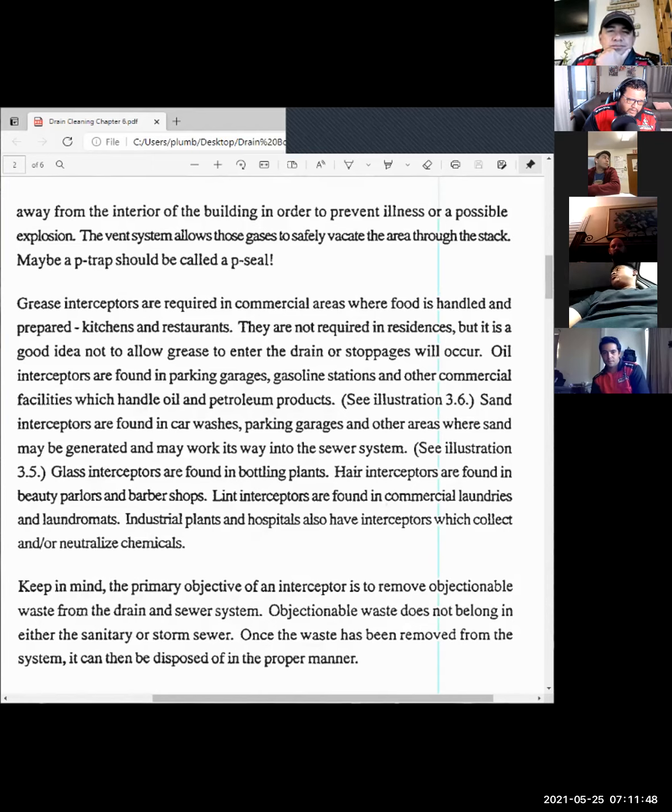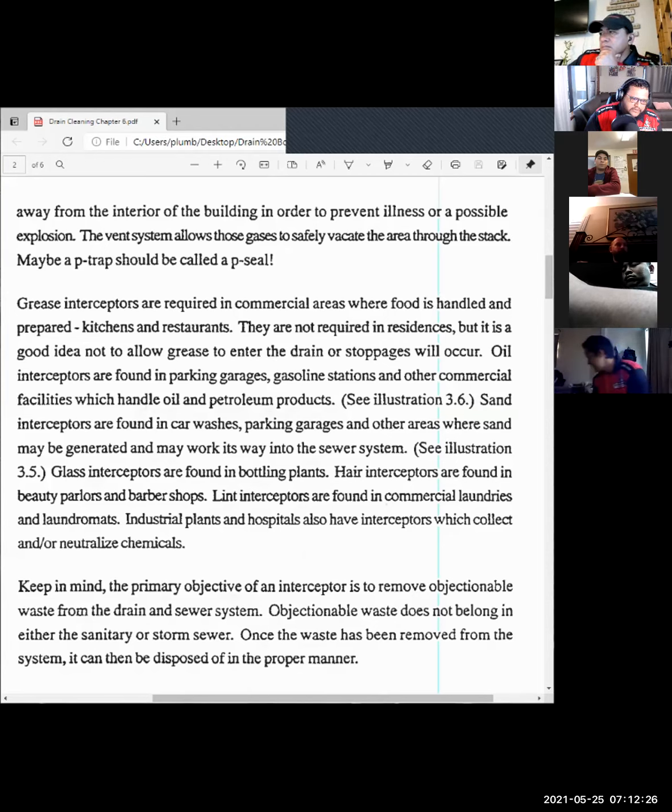Grease interceptors are required in commercial areas where food is handled and prepared, kitchens and restaurants. They are not required in residences, but it is a good idea not to allow grease to enter the drain or stoppages will occur. Oil interceptors are found in parking garages, gasoline stations, and other commercial facilities which handle oil and petroleum products. Sand interceptors are found in car washes, parking garages, and areas where sand may be generated and may work its way into the sewer system.